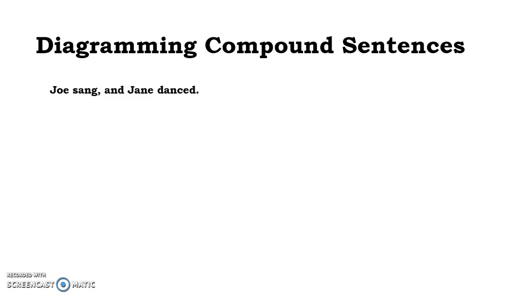Here's a very simple compound sentence. Joe sang and Jane danced. Here are our two verbs. Here are our two subjects. Here is our coordinating conjunction.